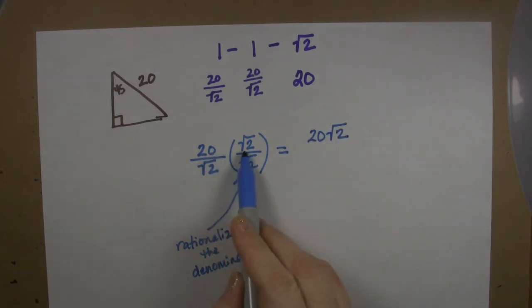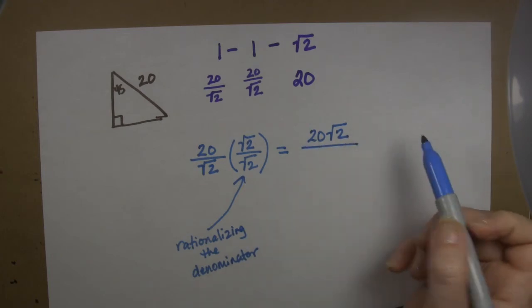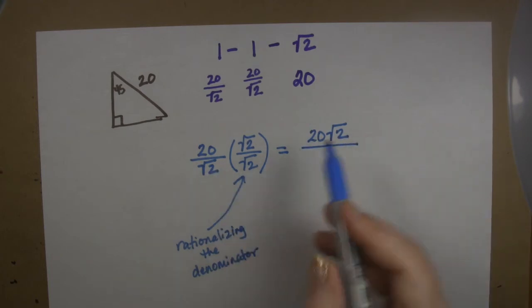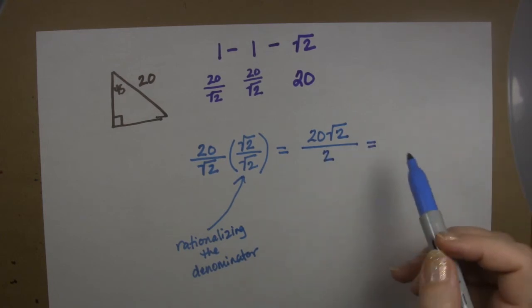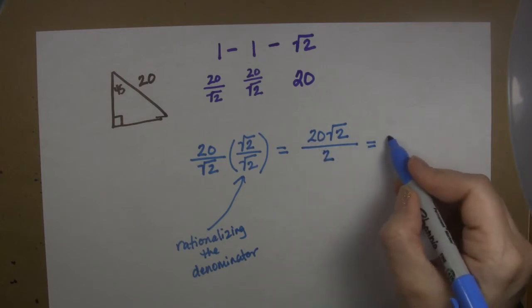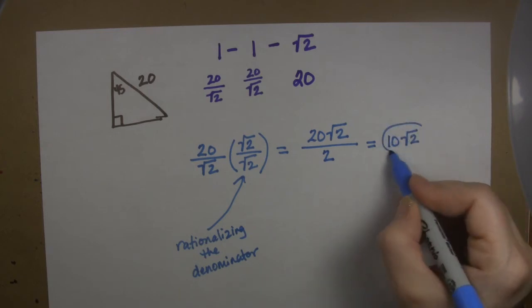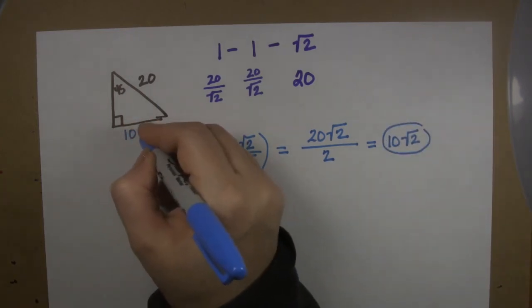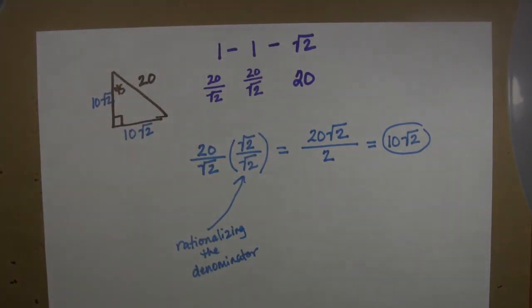So we have 20 root 2. I get that just by multiplying 20 times root 2. I write it like this, 20 root 2, over root 2 times root 2, which is 2. And then all I have to do is reduce. 20 divided by 2 gives me 10. And then I still have that root 2 floating around. So each one of these sides is 10 root 2. All right, let's do one more and then we'll be done.